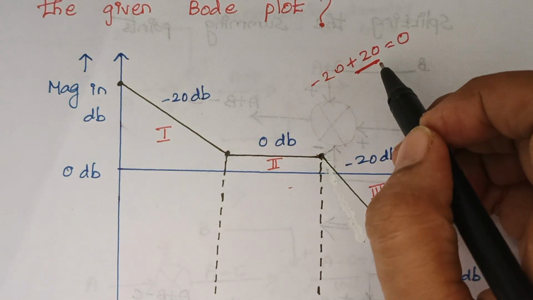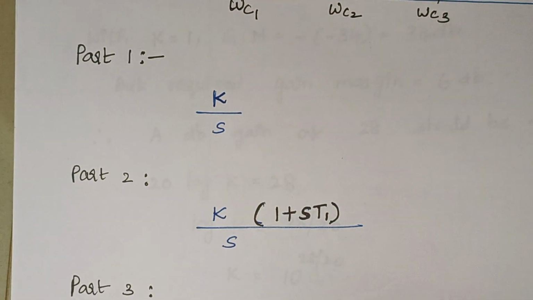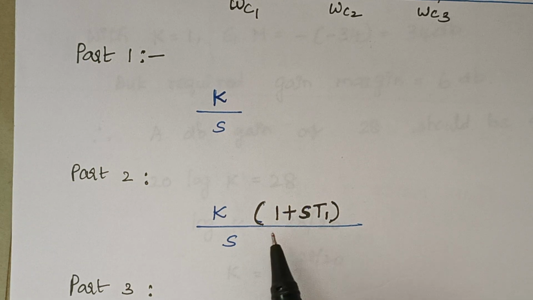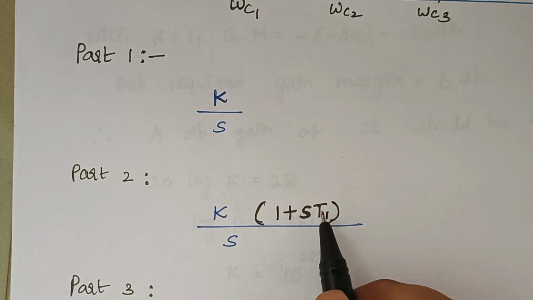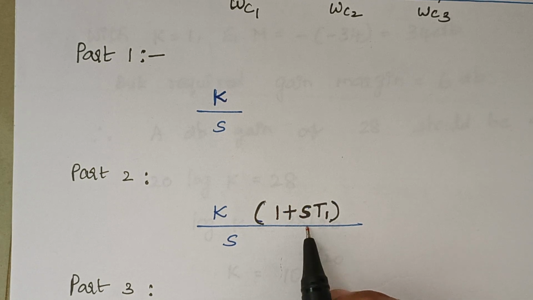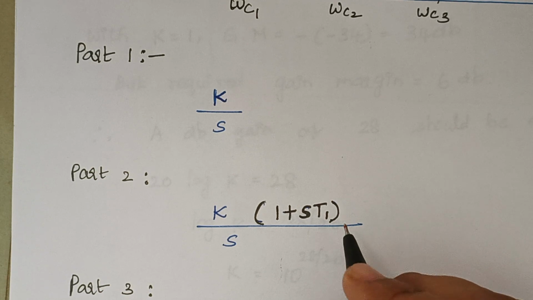Hope you are clear with this. So here for part 2, you see, I had written K by s as such, and here there is an addition of an s term in the numerator part, right? So here I had written the value as 1 plus s t1, right? Hope you people understand this one.